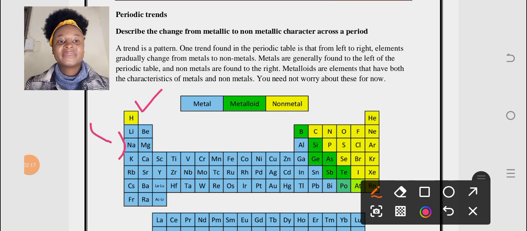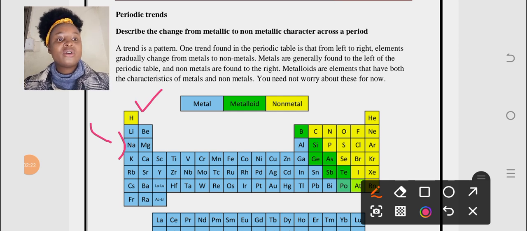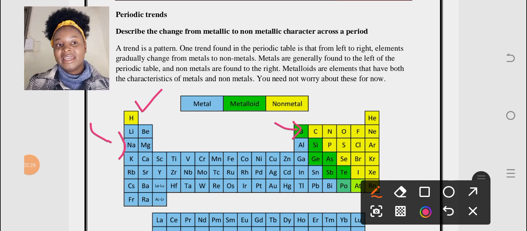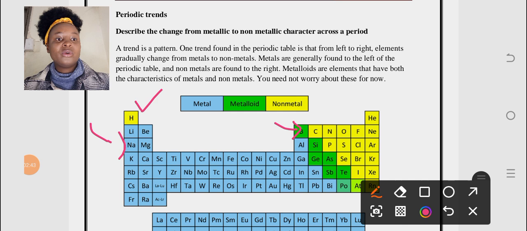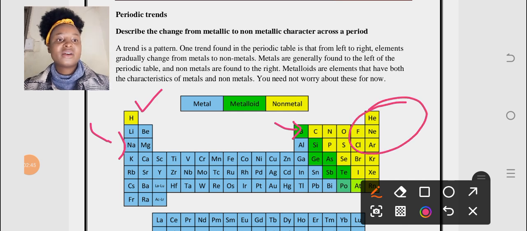all elements on the left side of the periodic table are metals, right? And then as you go to the far right, you start getting your metalloids, the ones that are green. They're in kind of steps, starting with boron there, going all the way to Po, there's Te there, and At at the bottom there. Above the metalloids are the non-metals, the ones that you see in yellow.